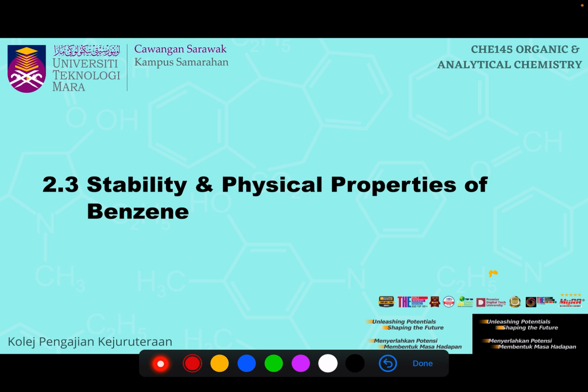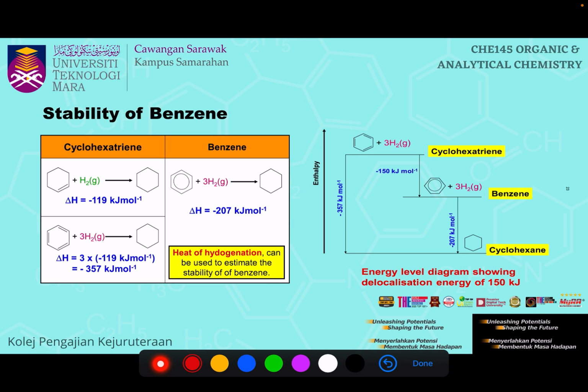This part generally is standalone. It is different. They will not ask you to compare the physical properties of benzene with the other groups. Benzene itself is unique because it is very stable. From here, they're showing you the difference between cyclohexatriene and benzene.